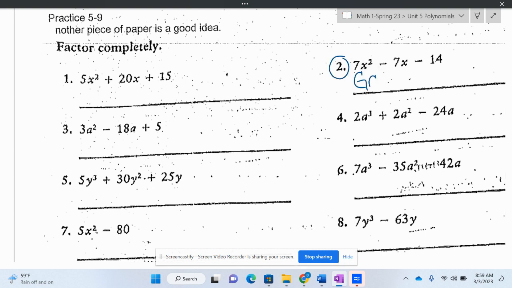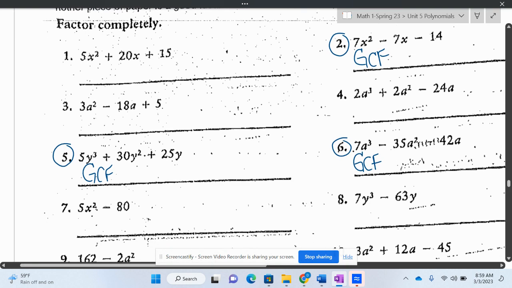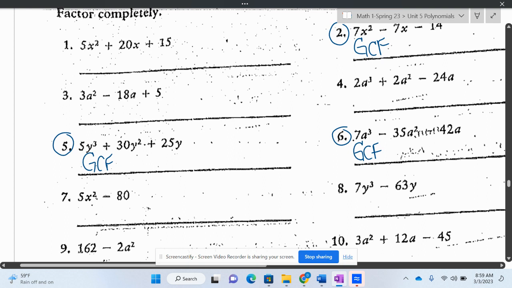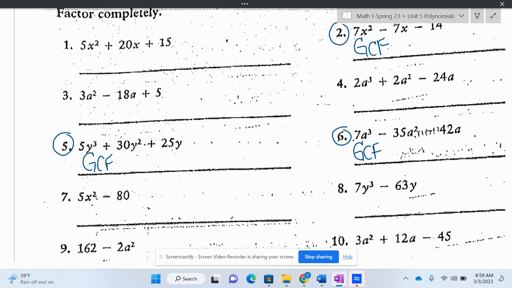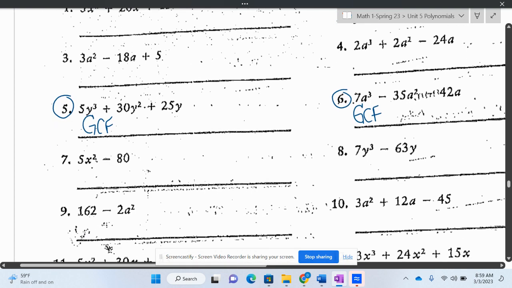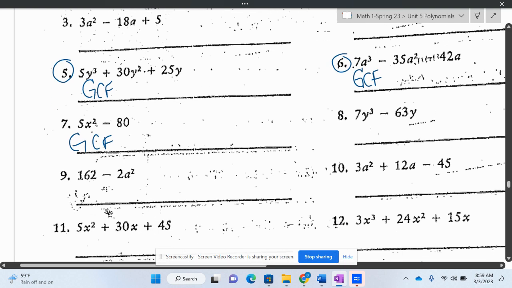And I'm going to tell you right now, this has a GCF. And I want you to do number 5, and this has a GCF. And I would like you to do number 6, and it also has a GCF. I'm looking at the methods. Let's see, are there any difference of 2 squares? 7, I want you to do 7. 7 has a GCF. And then I want you to do 11.